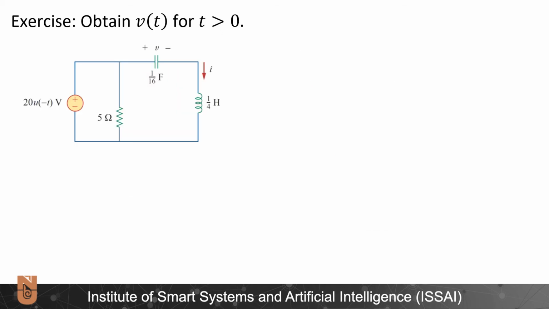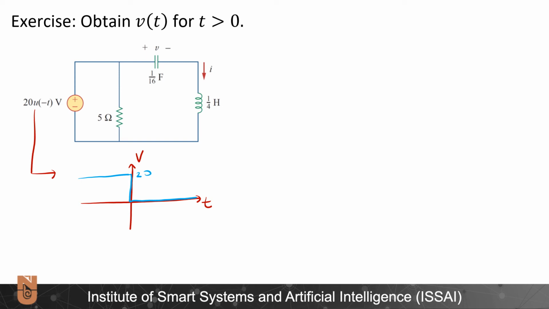Obtain V(t) for t greater than 0, and we have a 20 volt input to the circuit when t is greater than 0. Wait a minute, this is a trick. This input is not 20 volts after t is greater than 0. When this is t and this is the input voltage, our voltage is 20 when t is less than 0, and it decreases to 0 and it becomes 0 afterward.